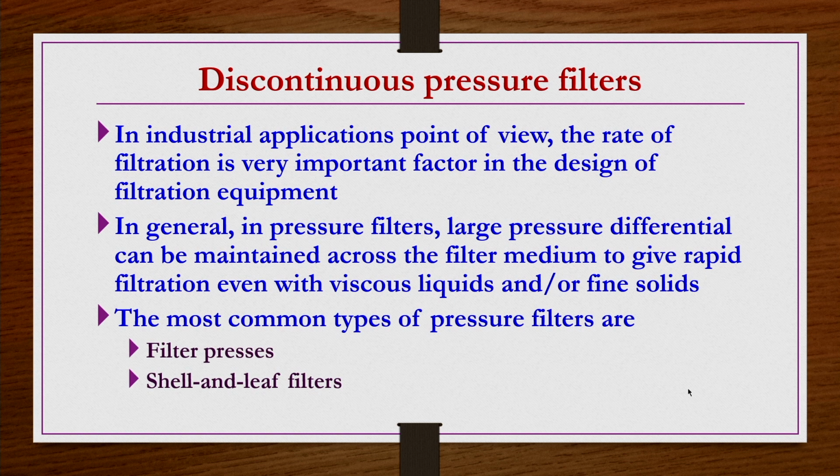The most common types of pressure filters are the filter press and shell and leaf filters. These are the two important types of filters which are commonly used in industry. There may be other filtration equipment also available, but these two are very commonly used in the majority of chemical process industries or material processing industries. So, now we see some basics of how they work and what components they involve. Those details we are going to see one by one now.